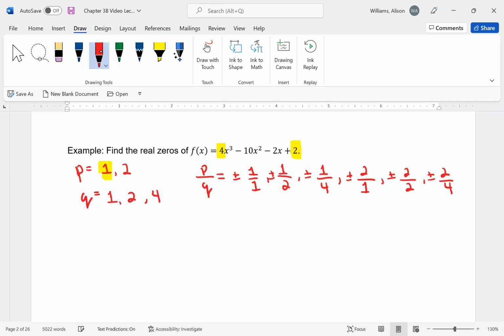Okay, now here's an interesting thing. We actually have some repeats. So first, 1 over 1 is just a 1. So this first one just simplifies to 1. Okay. 1/2 and 1/4.